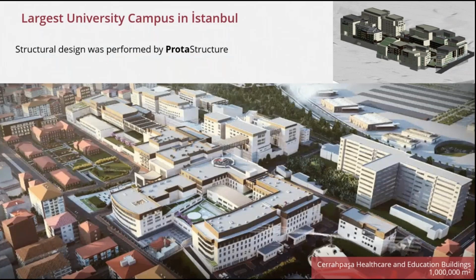I think it will give you an idea about our strengths as well as our portfolio. Now, what you can see on the screen is the largest university campus project in Istanbul. That was also delivered with ProtaStructure Suite. There were over 50 buildings within the campus project covering 1 million square meters of construction space.